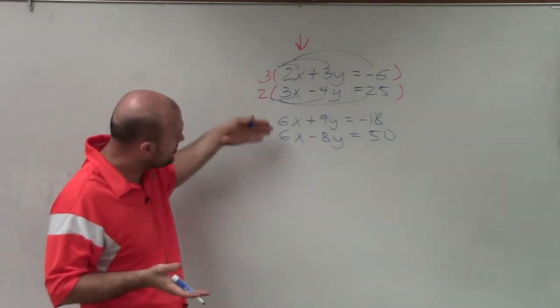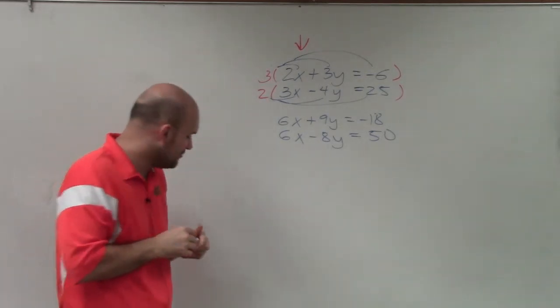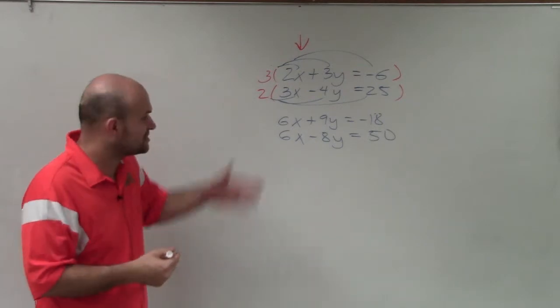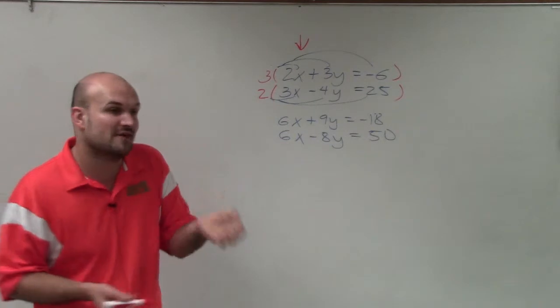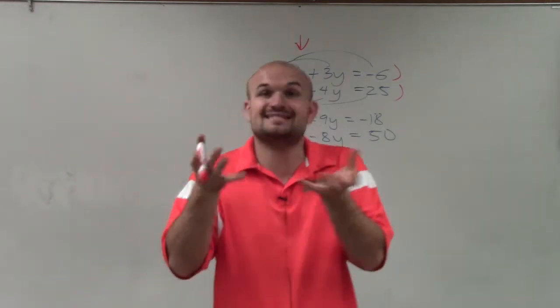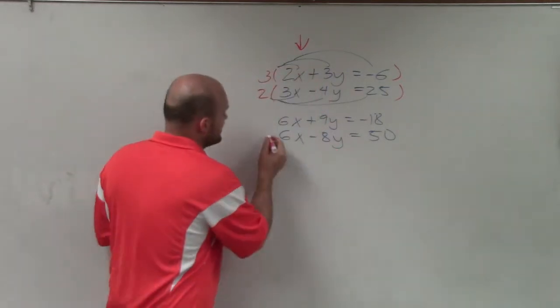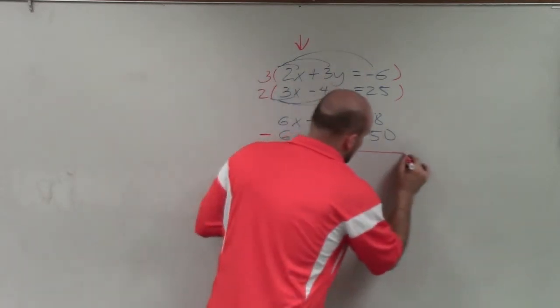Now, since they're both positive, I'm going to want to solve my system by subtracting the equations. Because again, remember, our idea is to eliminate one of our variables. So to eliminate a variable, we have to get 0 as the coefficient. So I'm going to subtract the two equations.